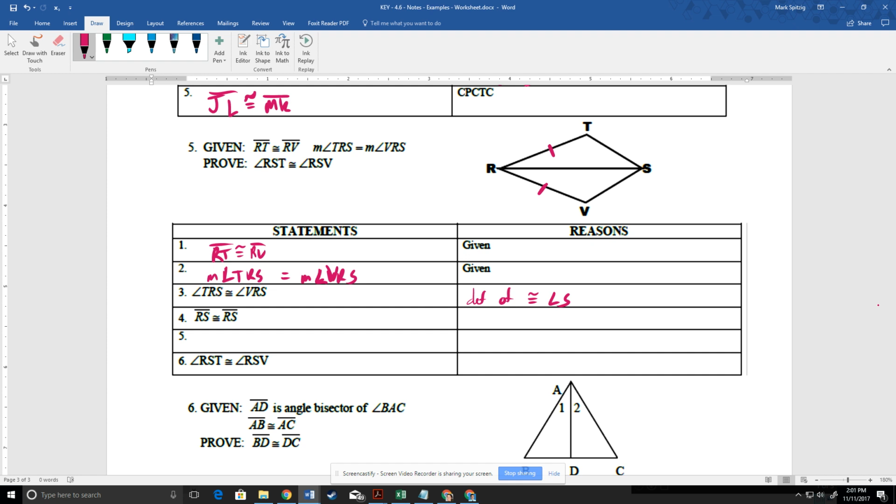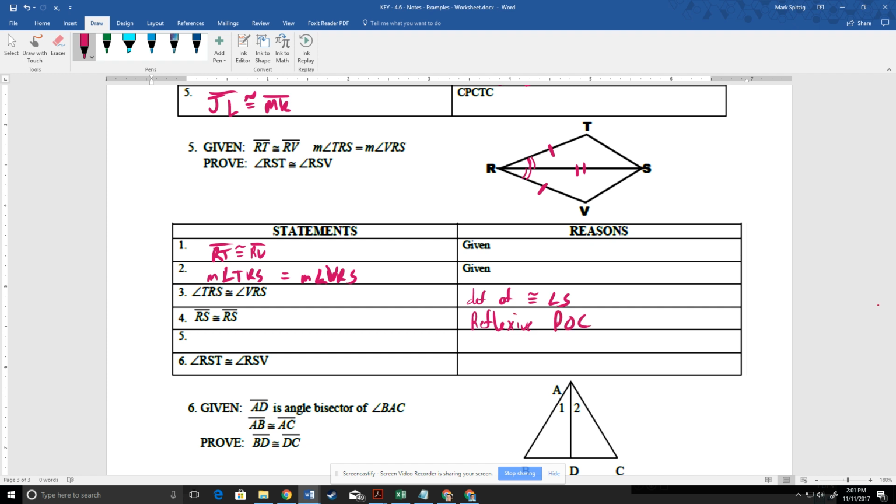And so now I can say, yes, that TRS is indeed, I'm going to use double, going to be VRS as well. So VRS, there it is. Those two angles are going to be congruent. Again, we hopefully spot a reflexive side. So we know that RS is going to be congruent to RS because of the reflexive property of congruence.